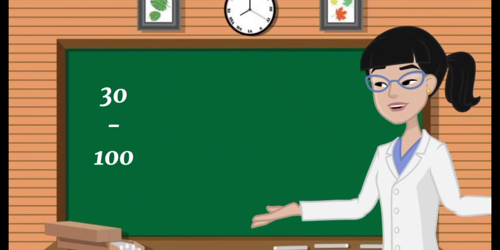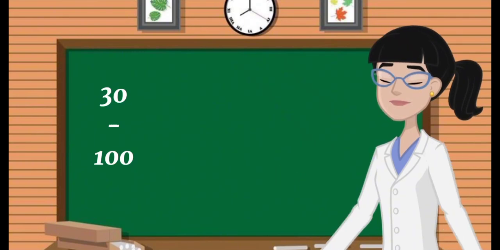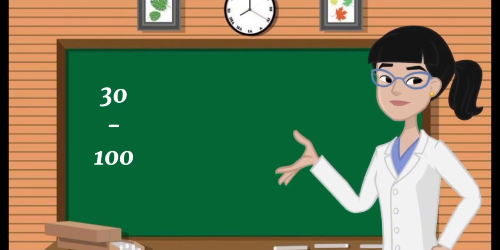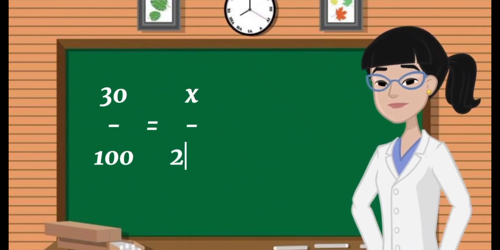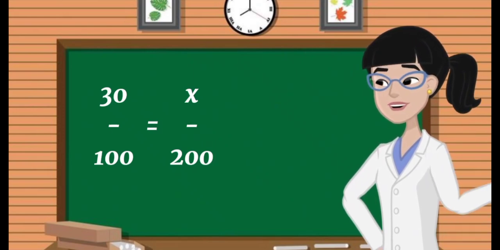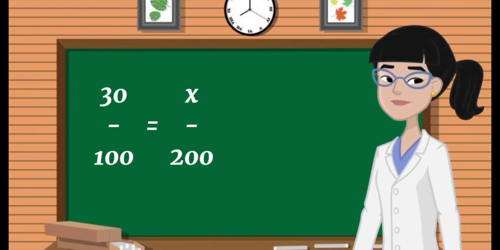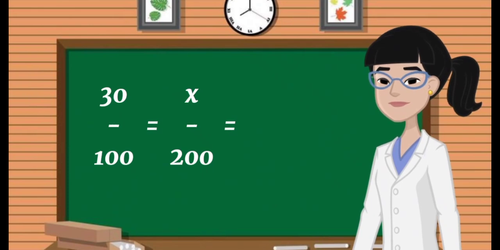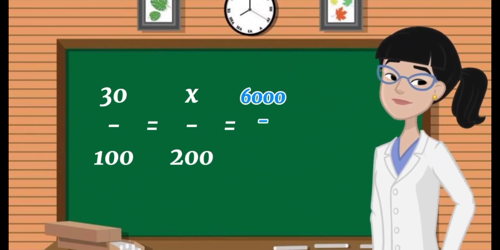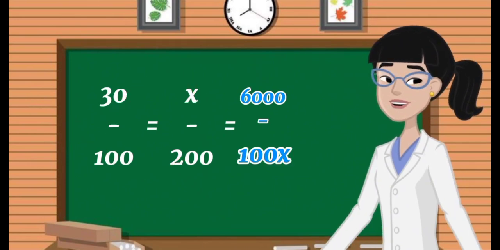Step 2. Set up a matching fraction. We want to find out what number is 30% of 200. Let's say the number is x. So we write 30 over 100 is equal to x over 200. Step 3. Let's cross multiply. 30 times 200 is equal to 6,000. Then 100 times x is equal to 100x.